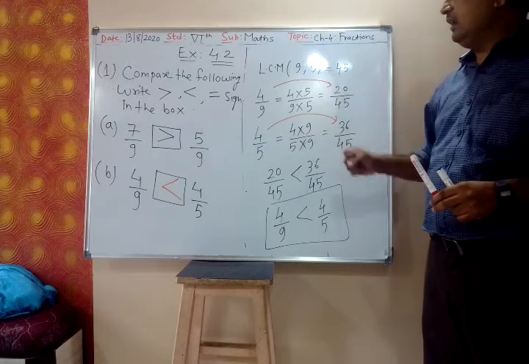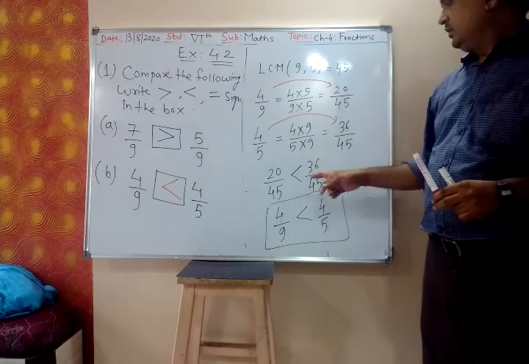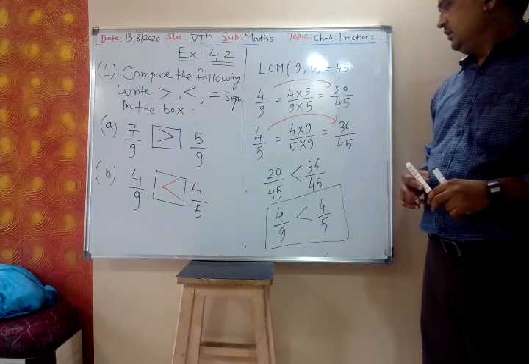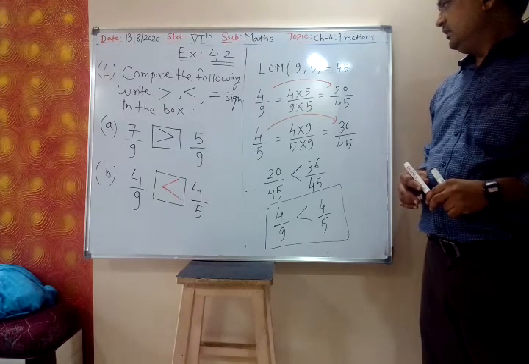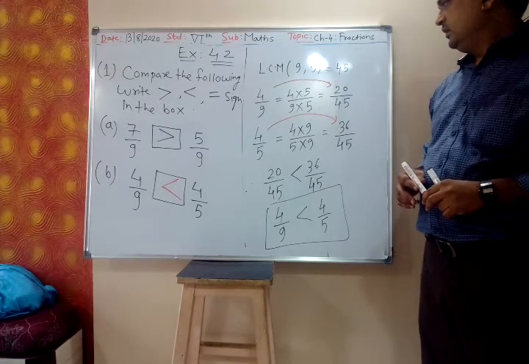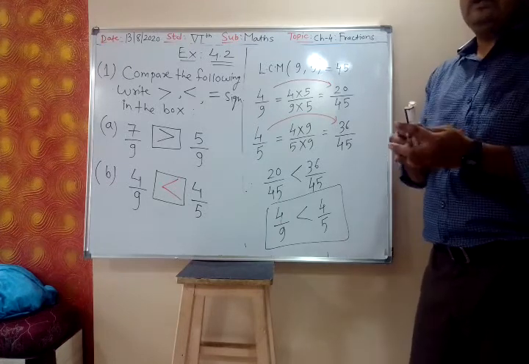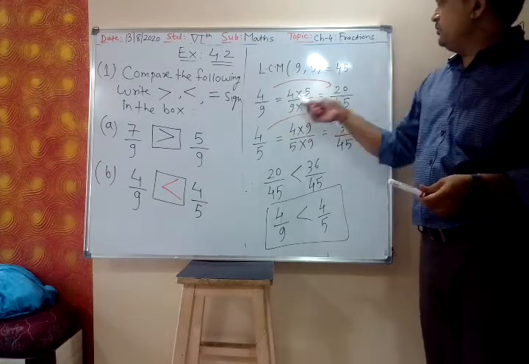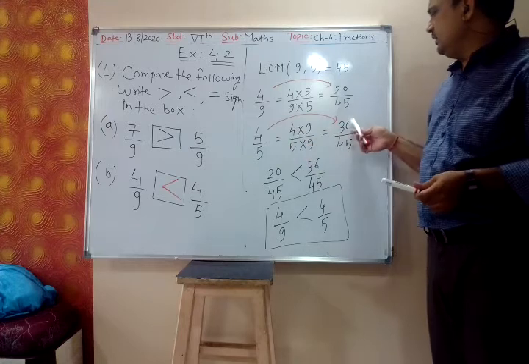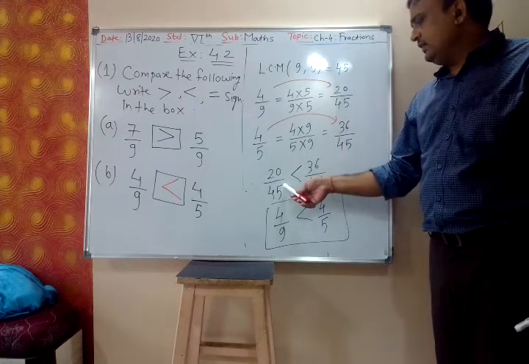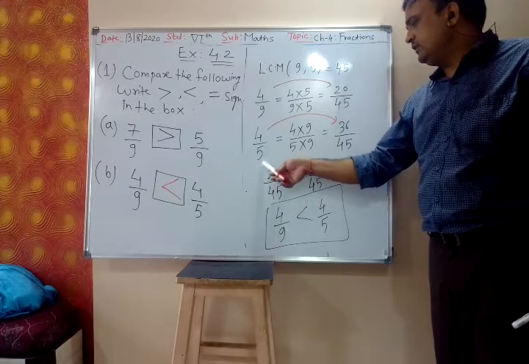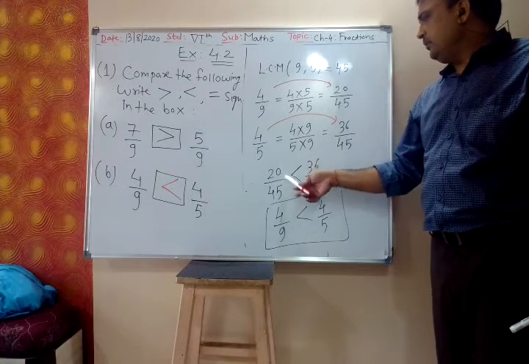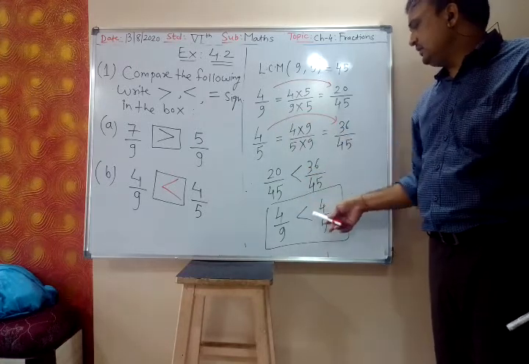We convert them into like fractions, because the denominators should be equal for like fractions. So 4 upon 9 becomes 20 upon 45, and 4 upon 5 becomes 36 upon 45. Now the denominator is the same, 45, so I can compare the numerators. This is 20, this is 36. 36 is bigger, so the symbol will be this. 4 upon 9 is less than 4 upon 5.